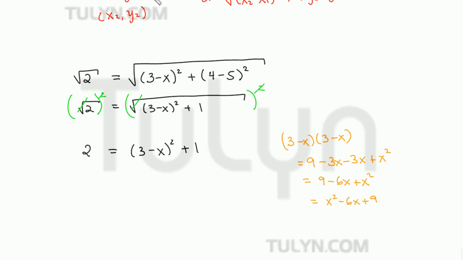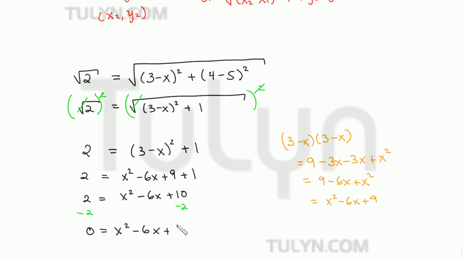So we get 2 is equal to x squared minus 6x plus 9 plus 1. So 2 is equal to x squared minus 6x plus 10. And then bringing this 2 over to the other side, we get that 0 is equal to x squared minus 6x plus 8. And so this is a quadratic equation equal to 0.